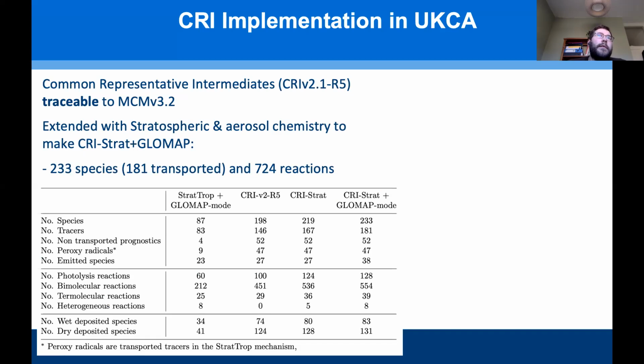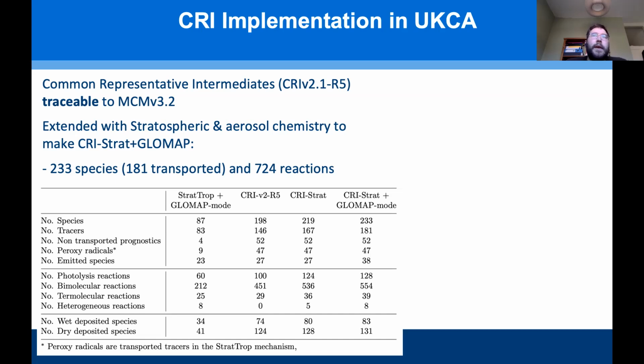So I originally put in CRI version 2.1, reduction number 5, which is the simplest version of that scheme, which is traceable to the MCM version 3.2. I then added the stratospheric chemistry, which is already in the model, and linked it with the GLOMAP aerosol scheme to give what we're calling CRI-Strat. This is because the original CRI mechanism was only for tropospheric conditions, and we wanted to be able to run it over the whole atmosphere, so we could essentially use it instead of Strat-Trop if we wanted to.